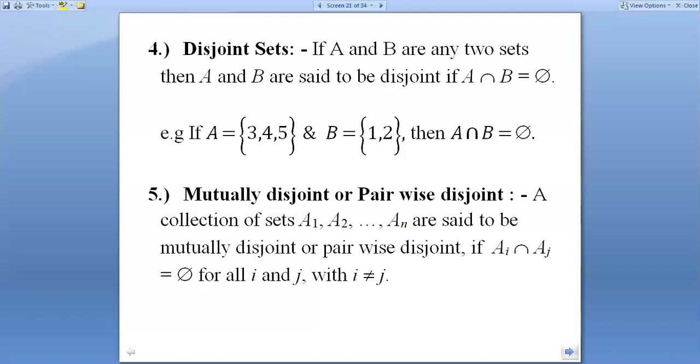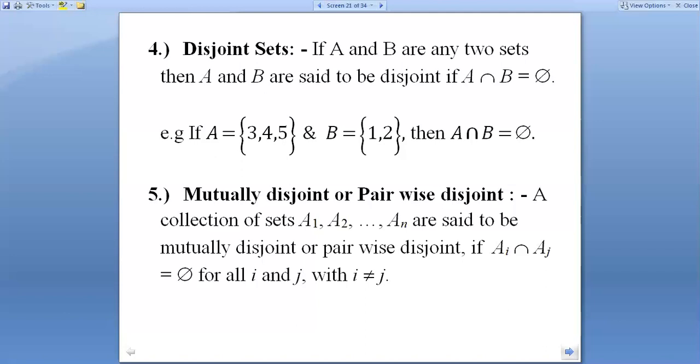For example, if A is equal to 3, 4, 5 and B is equal to 1, 2, then A intersection B is equal to empty set because we are seeing that A के पास क्या है 3, 4, 5, B के पास क्या है 1, 2, nothing common between them, so their intersection is empty, and if their intersection is empty then those sets are known as disjoint sets.